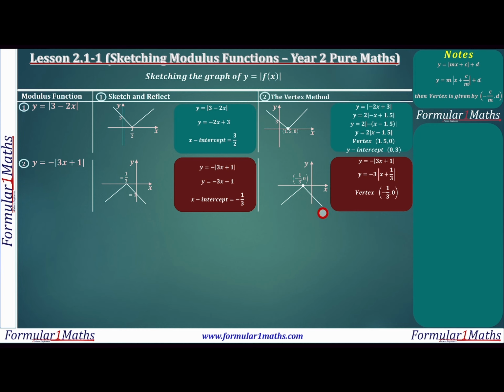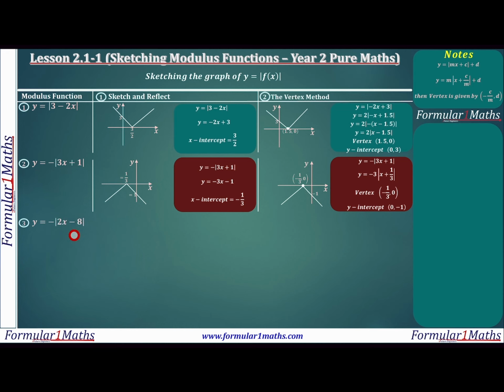Now we must find the y-intercept. And y-intercept occurs when x is 0. So when x equals 0, 3 times 0 is 0. 0 plus 1 is 1. The modulus of 1 is 1. Negate it, you get -1. That's why the y-intercept is 0, -1. And then we indicate it on the graph. We get the following. The next question.